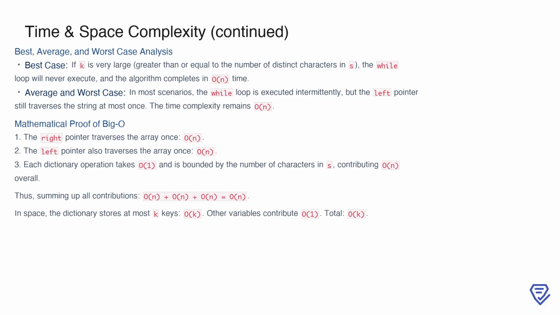Mathematically, the right pointer traverses the string once, contributing O(n), and the left pointer also traverses the string once, adding another O(n). Dictionary operations, with their O(1) time complexity, contribute O(n) for the entire string. Therefore, the total time complexity remains O(n). For space complexity, the dictionary stores at most k keys, contributing O(k), with other variables requiring O(1). Summing these, the total space complexity is O(k).